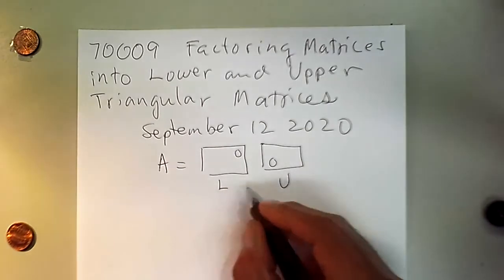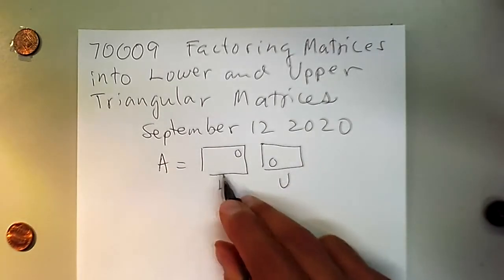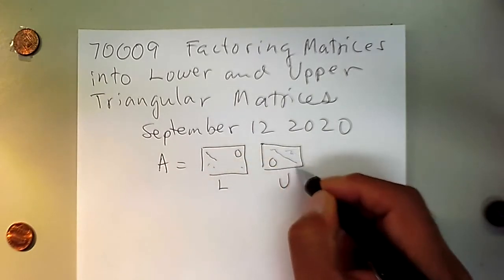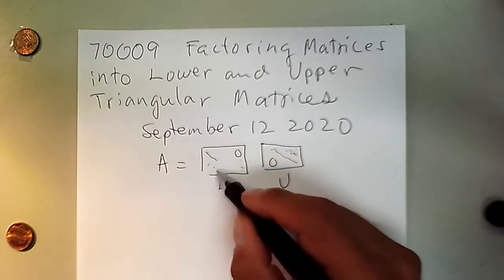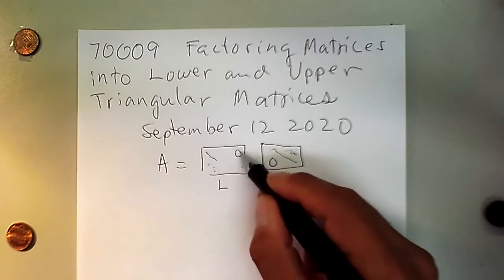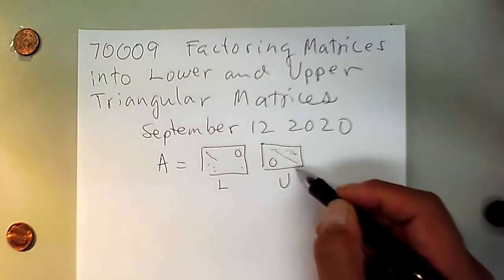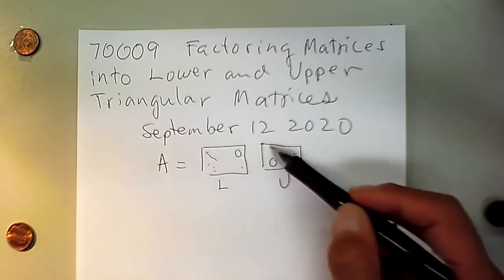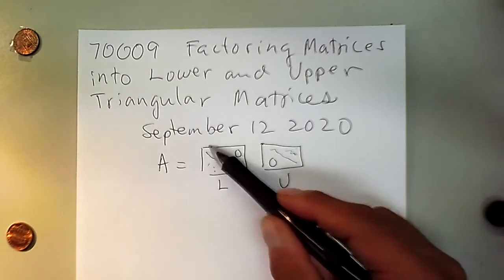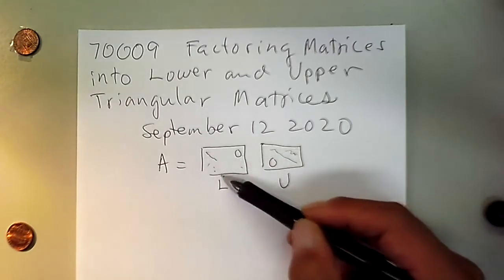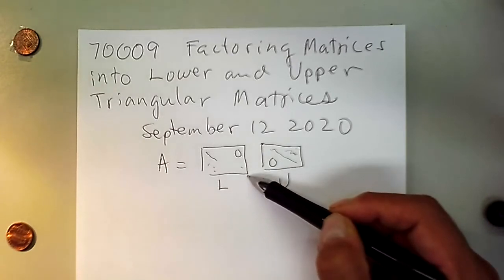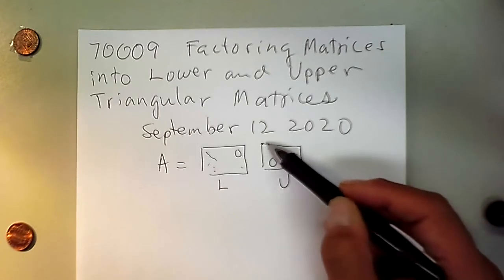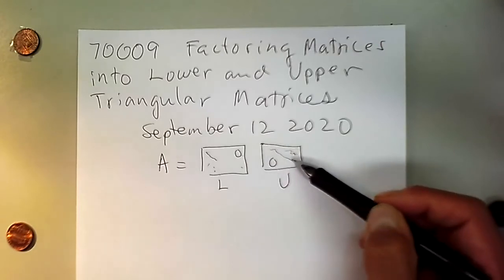So we're going to label those as L and U. We're going to have stuff here and there, possibly zeros, but for sure zeros on the other side of the diagonal. Furthermore, we want to have ones on the main diagonal. This one automatically will have ones on the main diagonal because of the way we're going to construct the lower triangular matrix. The upper triangular matrix will not necessarily have ones on the main diagonal.